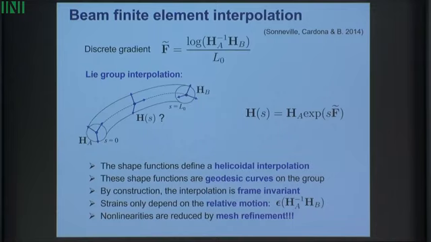And the same property will be inherited by all operators that are involved in the computation of elastic forces, because the strains only depend on the relative motion, the elastic force only depends on this relative motion, the tangent stiffness, same property. And so everything is proportional to this relative motion in the beam. So this means that if you refine the mesh, typically you reduce the relative motion in each element of your mesh. So you reduce the nonlinearities by mesh refinement. Well, this is a nice property.